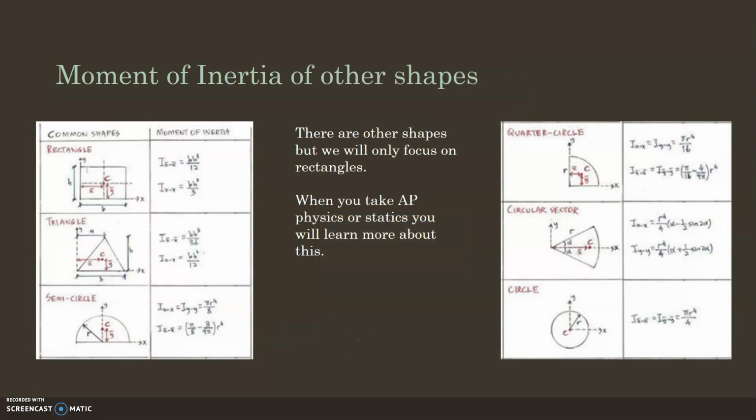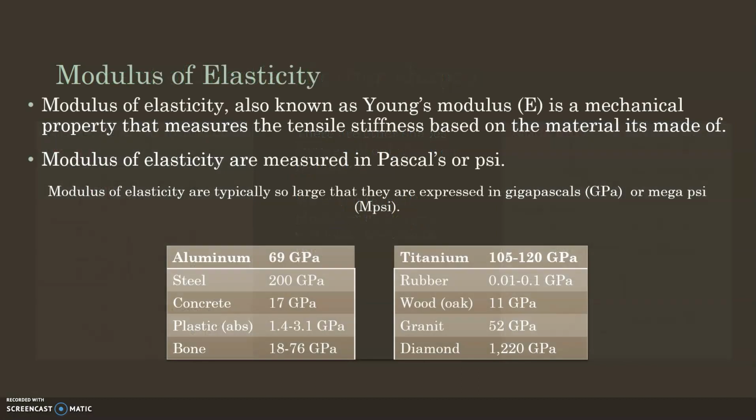Now, moments of inertia of other shapes, we can get them. We won't deal with them in this class. We are going to deal with just purely rectangular shapes, which is that equation right here. On the other hand, you can get triangles or hemispheres or quarter circles or circular sectors or circles, and they have their own equations. When you take AP Physics or a class called Statics in college, you'll learn more about how to calculate those and how to find those equations.